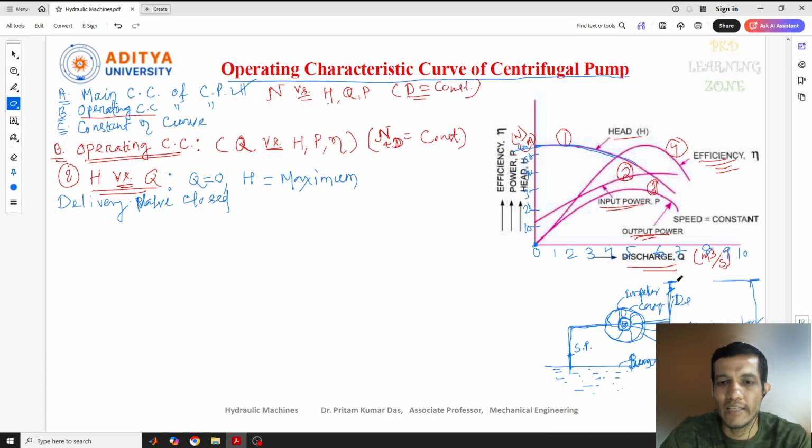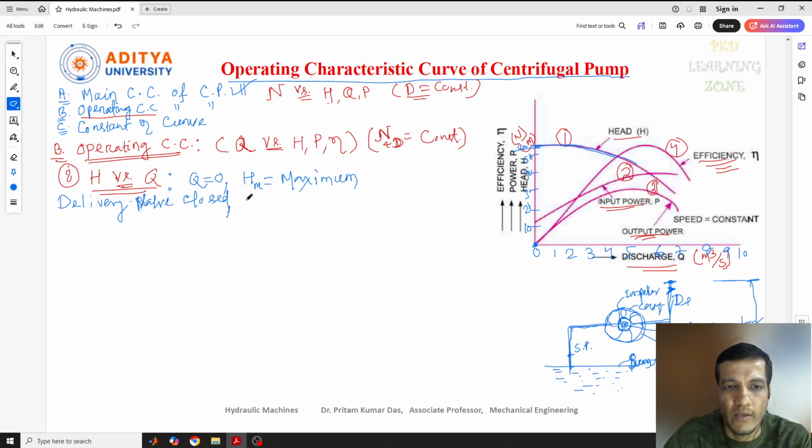So that is the maximum head. We get the maximum head when the water stops flowing or discharging, that is, zero discharge. When the delivery valve is closed, we get zero discharge. So when the discharge is zero, the maximum head is reached. This is also called the manometric head, HM. Next, let's see the plot as discharge increases.